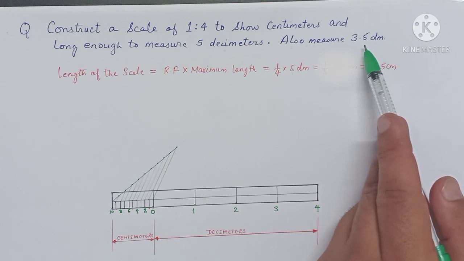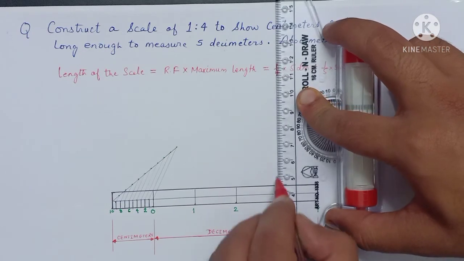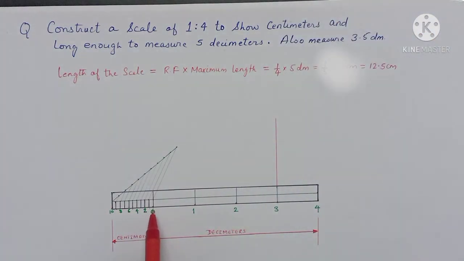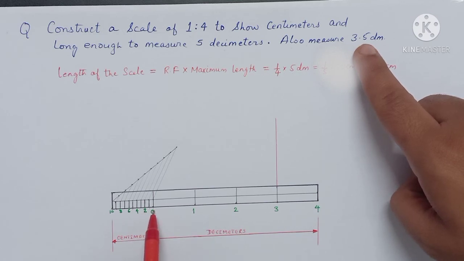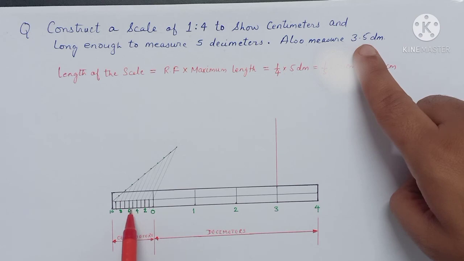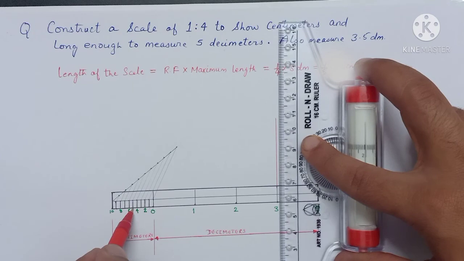3.5 decimeter. Measuring from 0 to the right hand side 1, 2, 3, that is 3 decimeter, and measuring from 0 to the left hand side, that is centimeter. So we need 0.5 decimeter, that is equal to 5 centimeter. So on the left hand side 0, 1, 2, 3, 4, 5. This will give 0.5 decimeter, that is 5 centimeter.